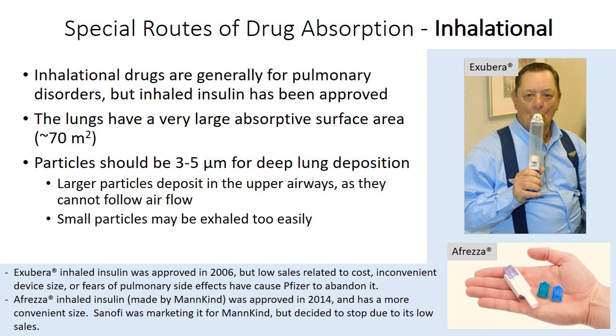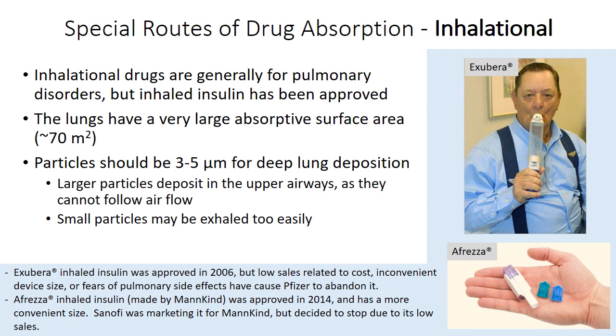Larger particles deposit too far in the upper airways, because if you think about it, they're heavy and they don't necessarily follow the flow of air, so they'll just hit against the back of the throat or the pharynx. The small particles can follow the airflow, but if they're really tiny, less than 3 microns, they could also be exhaled very easily. So the sweet spot is between 3 to 5 microns or micrometers, which is the same thing.